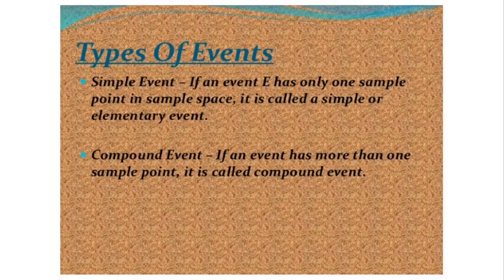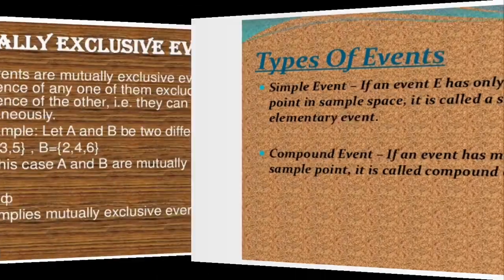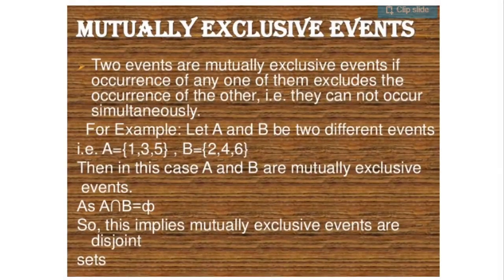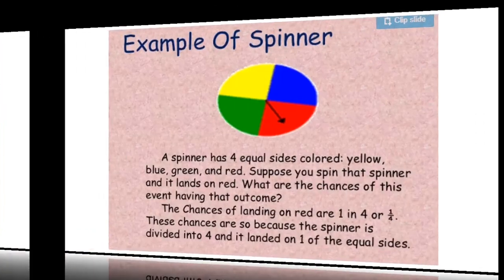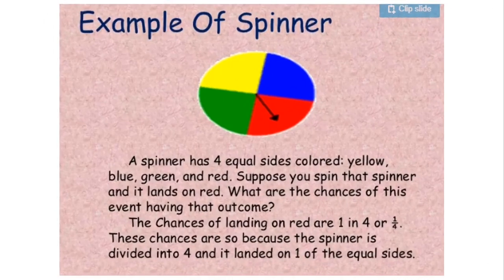Right? Here we have some types of events: the simple event and the compound event. A simple event means if an event E has only one sample point in the sample space, it is called a simple event. Right? And mutually exclusive events, it is a very important definition, and sometimes the examiner may ask for 2 marks or 1 mark about mutually exclusive events. Mutually exclusive events means the occurrence of one event in a random experiment prevents the occurrence of the rest of the events, right?